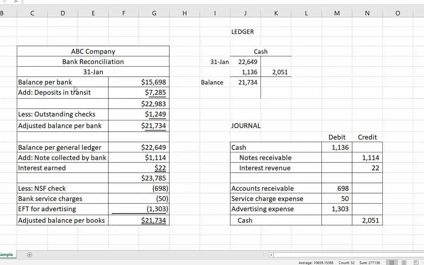All right? So let's look at the bank first. So the bank, we're adding deposits in transit. So what are they? Those are deposits that the company recorded in their ledger and they put into the bank, but they haven't shown up on the bank statement yet. Okay, so we know about it in the company, the bank doesn't know about it, so we're adding it in to our balance per bank.